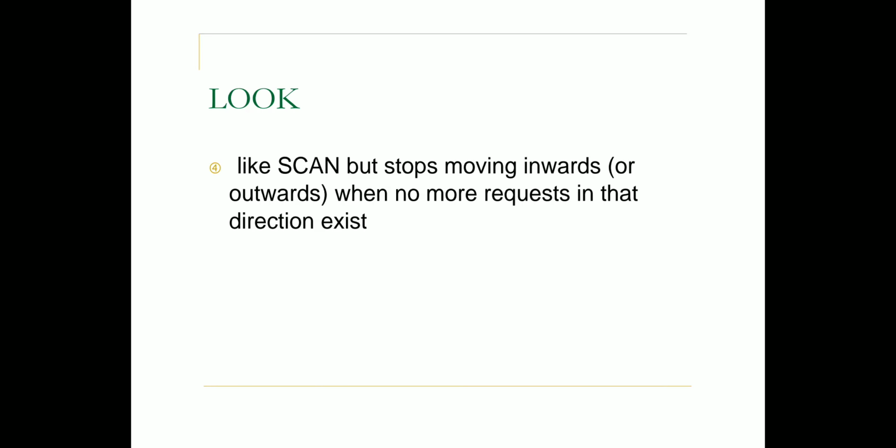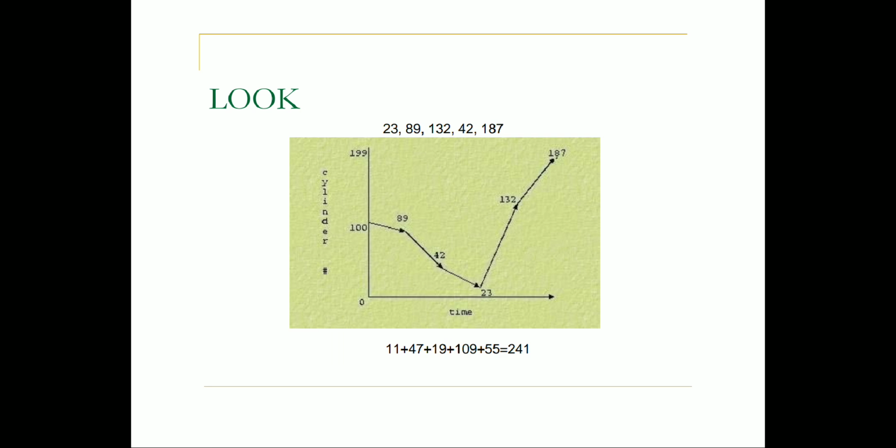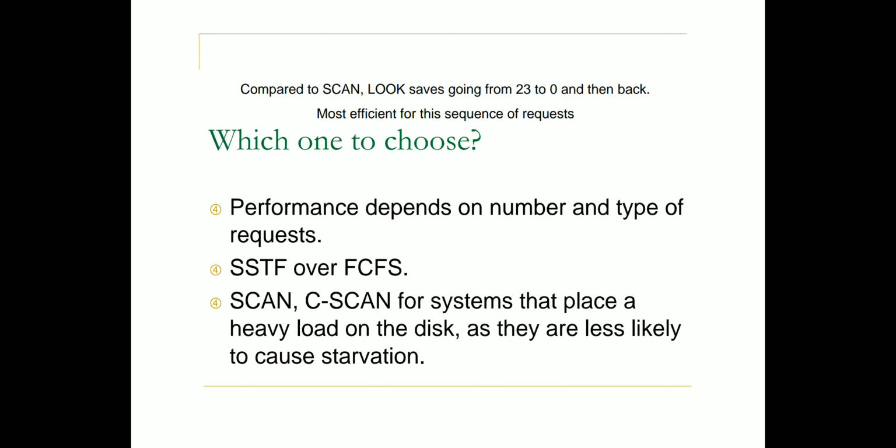Now LOOK scheduling is like SCAN but stops moving inwards or outwards when no more requests in that direction exist. As you can see, 100, 89, 42, 23, 132 and 187. Neither direction's end point is reached, which is known as the LOOK scheduling algorithm. Compared to SCAN, LOOK saves going from 23 to 0 and then back. It is most efficient for this sequence of requests.